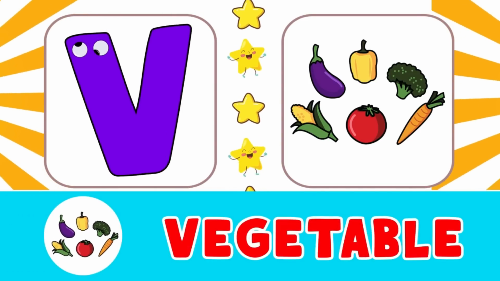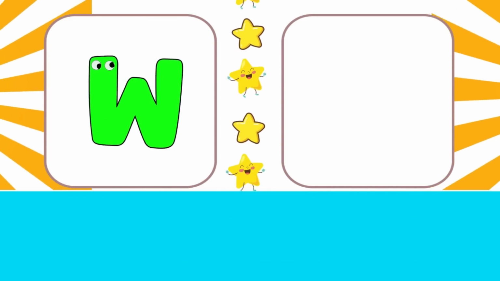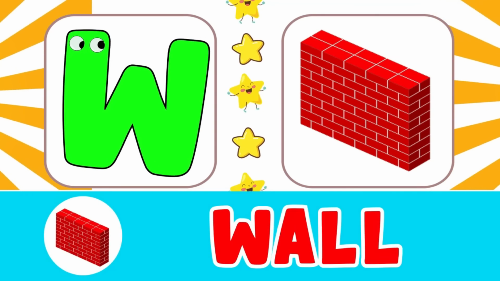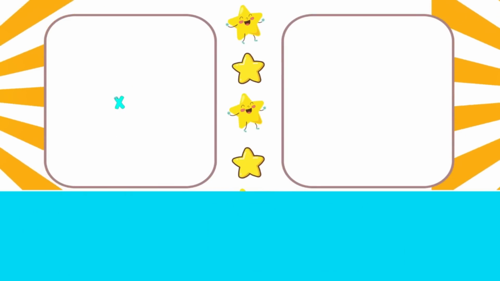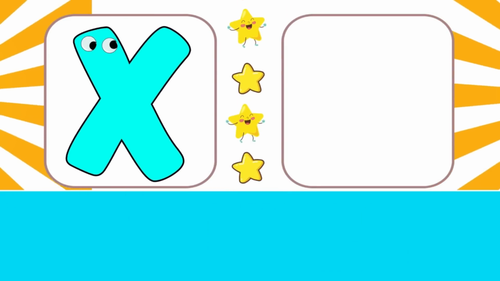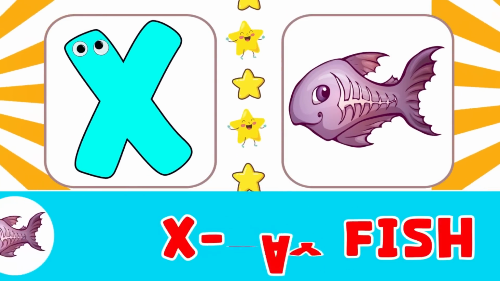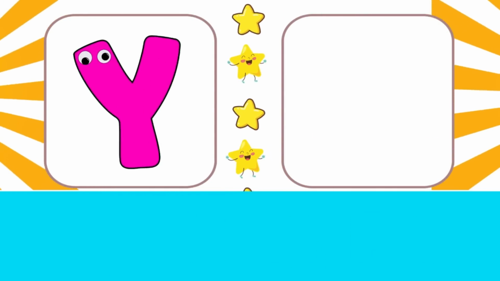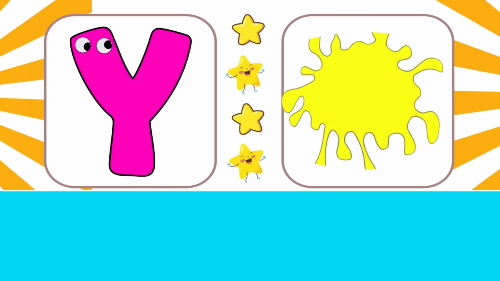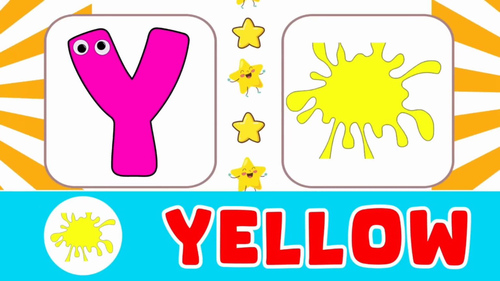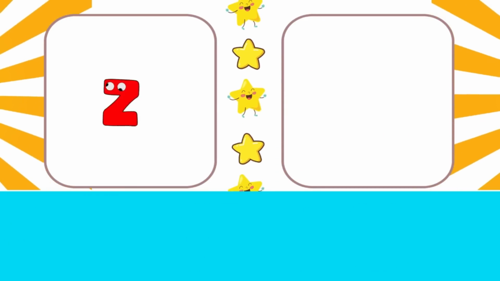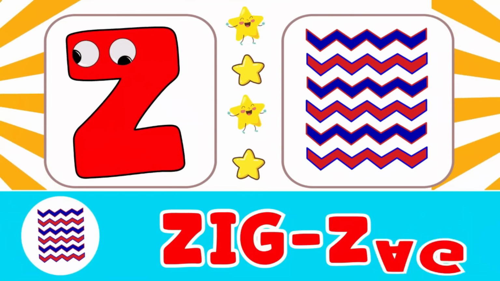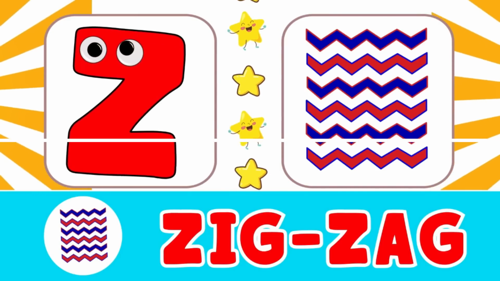V for vegetable. W for wall. X for extra fish. Y for yellow. Z for zigzag.